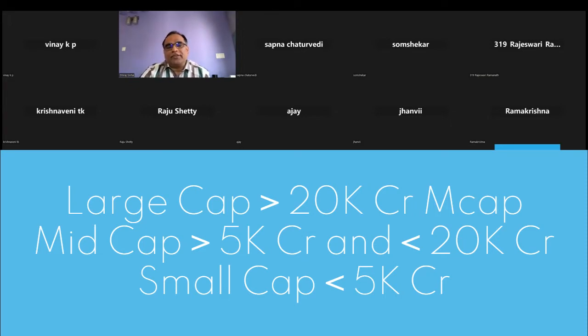So the definition of a large cap company in India is a company having a market capitalization of more than 20,000 crores. Okay, so the company which is greater than 20,000 crore is large cap. Mid cap is between 5,000 crore and 20,000 crores. And small cap is anything less than 5,000 crores.